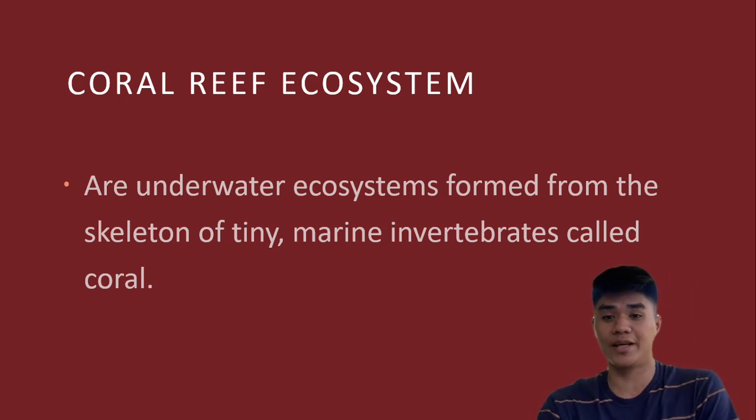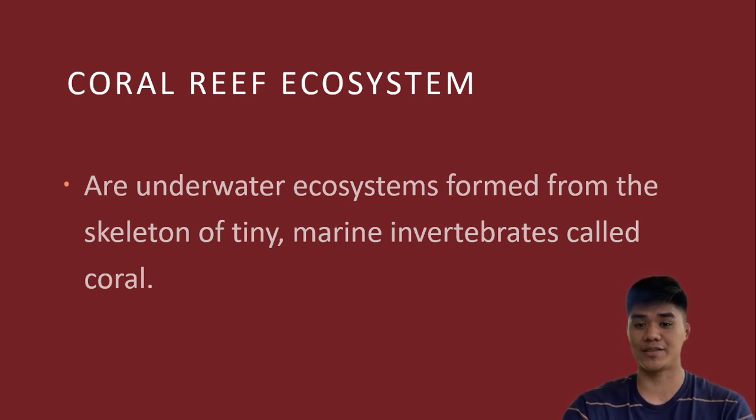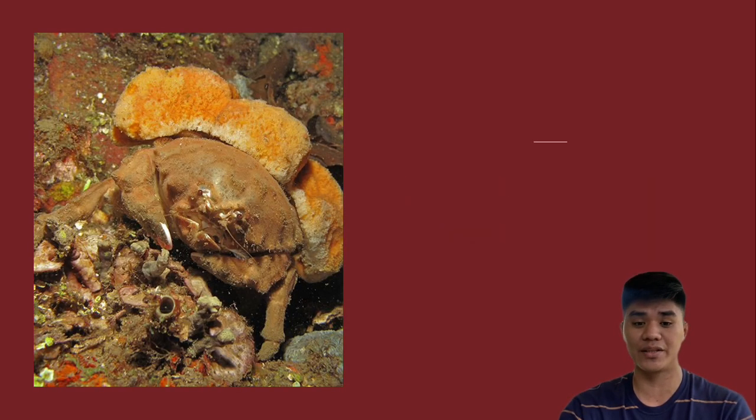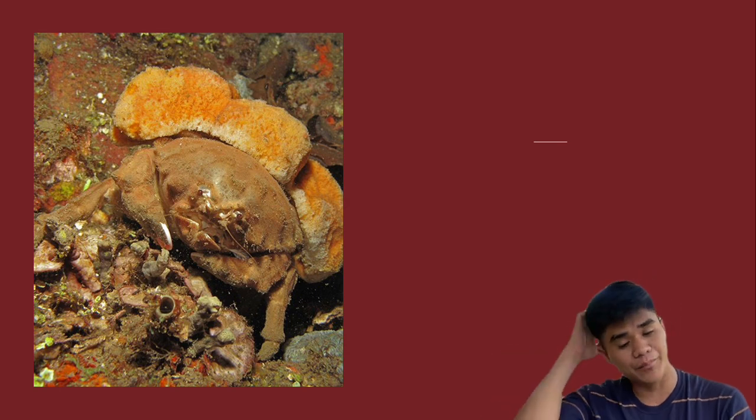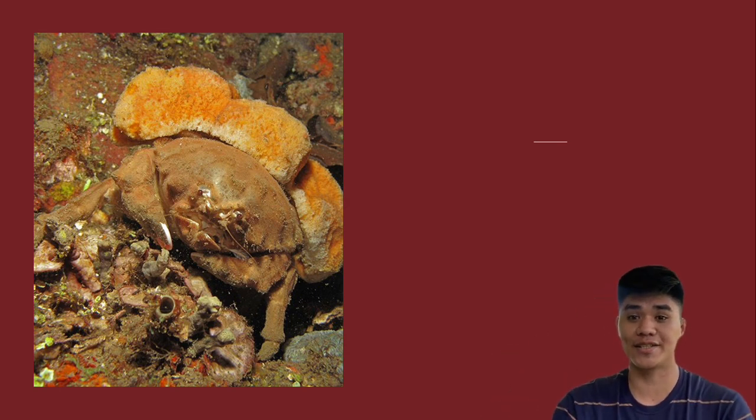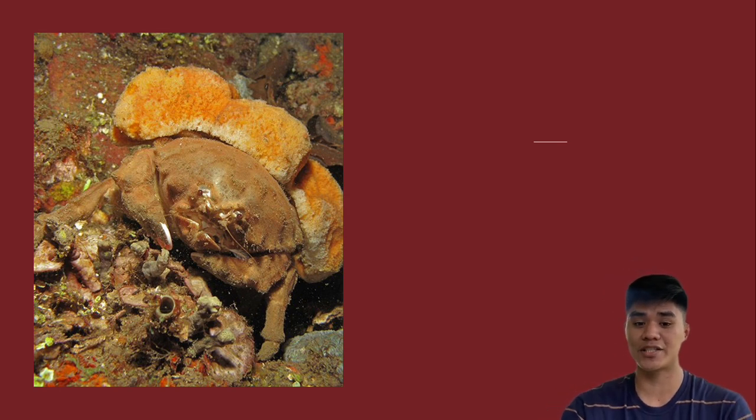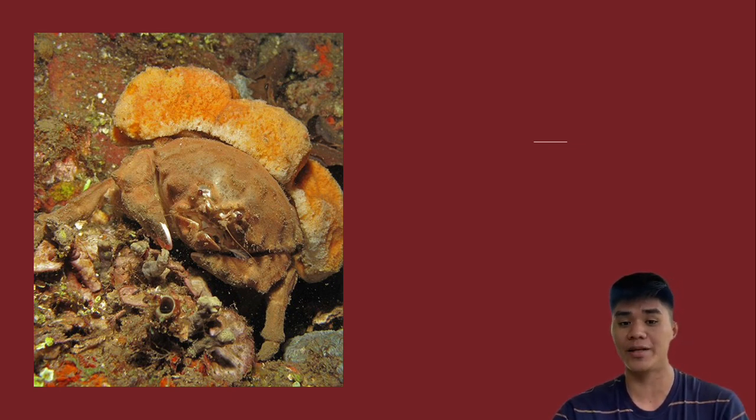So let's talk about the interactions in the coral reef ecosystem. What have you observed in this picture, class? What species have you seen? The crab and, what species attaches to the back of the crab? It is the sea sponges. That's right. Both of them benefit from this interaction.